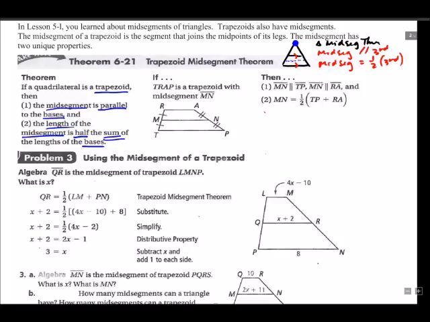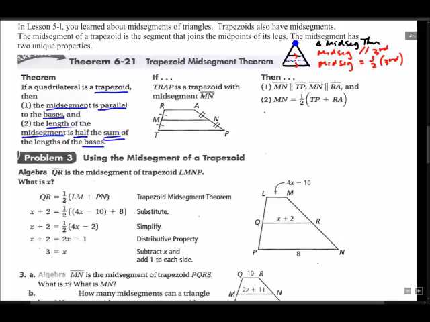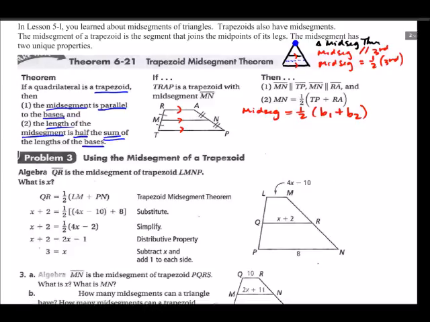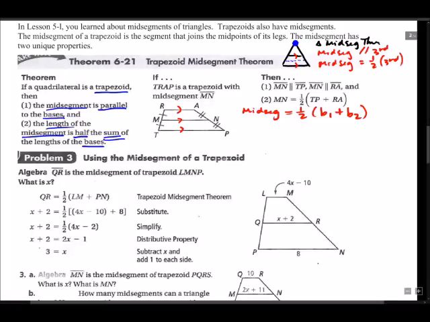So this is very similar. So our mid-segment is parallel to our bases, and we know that the length of the mid-segment is 1/2 of the sum of the two bases. Okay, notice how I put it in parentheses. That means it has to be done first. Very important. Or how else can we write this?